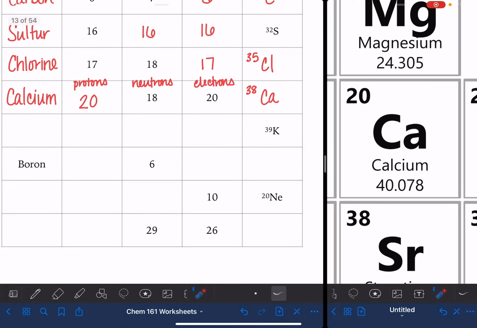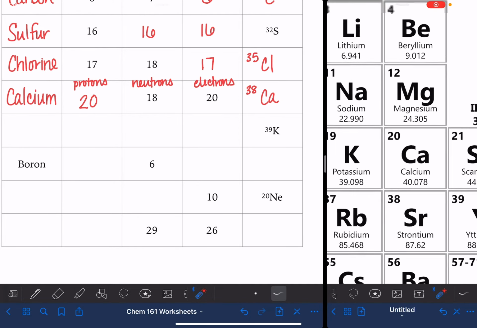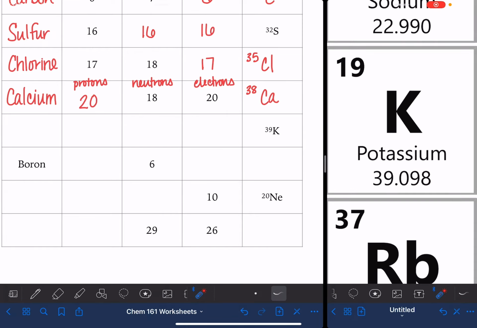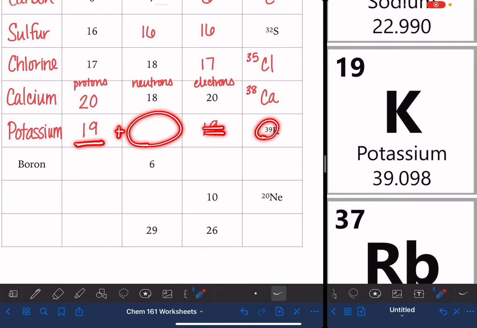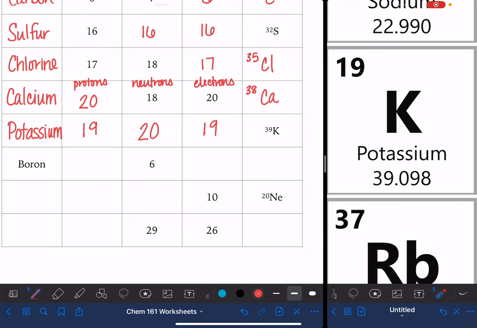For our next example, all we have is the symbol. So we have to just go look for that symbol on the periodic table. There it is, potassium. And from the periodic table, we have the atomic number, which is the number of protons, and also the number of electrons. And from this symbol, the mass number is telling us protons plus however many neutrons we have is going to be equal to 39. So that means we must have 20 neutrons.